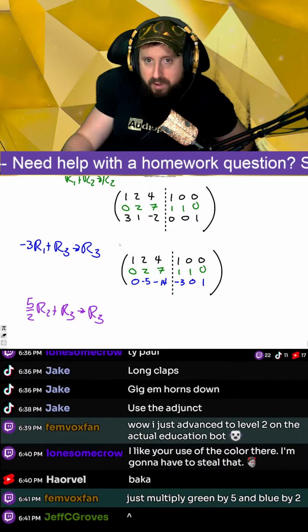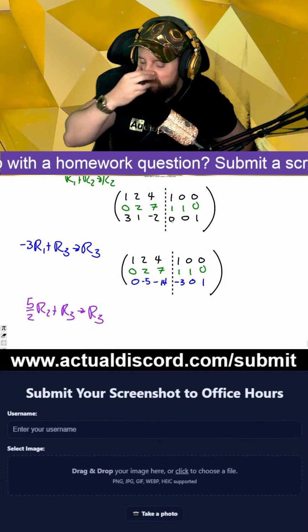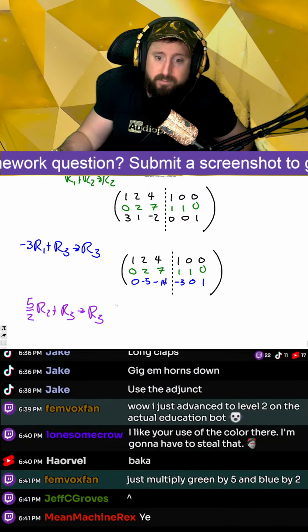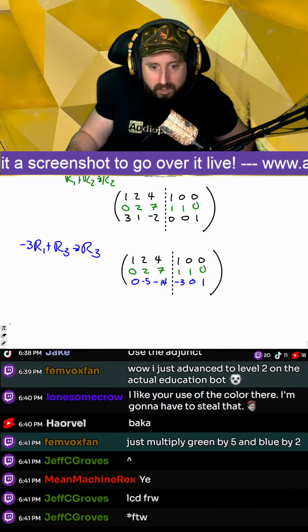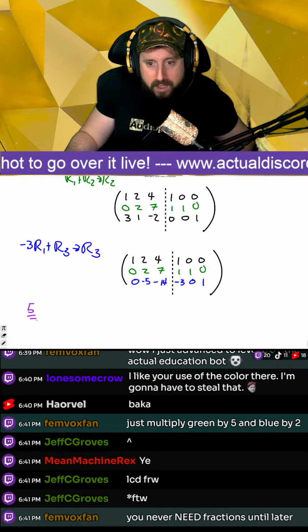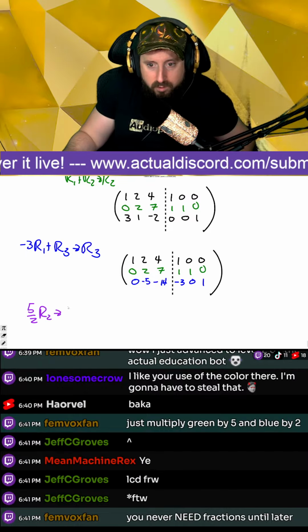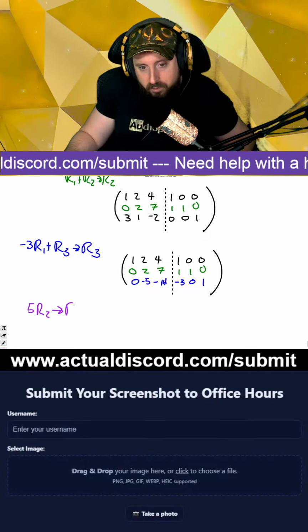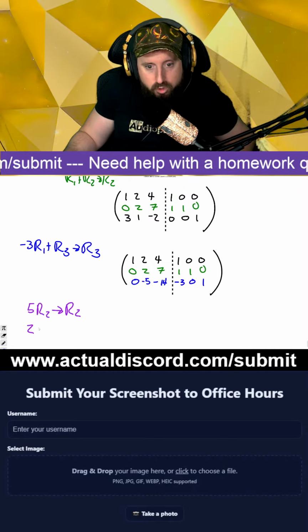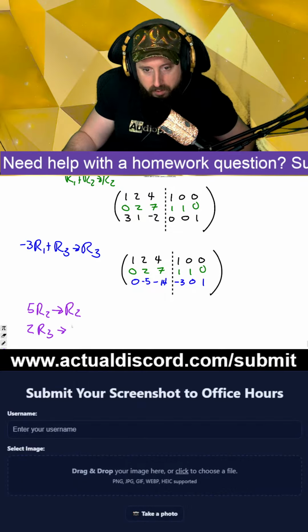Femvox says just multiply green by 5 and blue by 2 and then add them together. Okay, let's do that. I think that's better than doing the 5/2 thing. I agree. Let's do it. All right, so 5/2 R2 goes to R2. No, sorry. 5 R2 goes to R2. 2 R3 goes to R3.